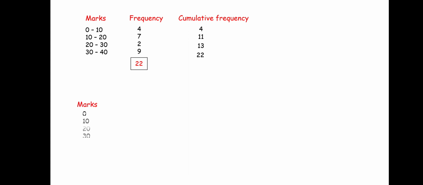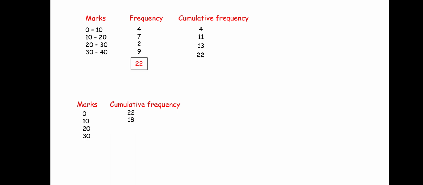Next, if we use the upper limit in that class, the upper limits of marks are 0, 10, 20, 30. In cumulative frequency, upper limit 0 means how many students scored more than 0. Obviously all the 22 students scored more than 0. Next, upper limit of 10 means how many students scored more than 10. So 22 minus 4, because 4 students scored between 0 to 10, so we subtract 4 from 22, and we get 18.